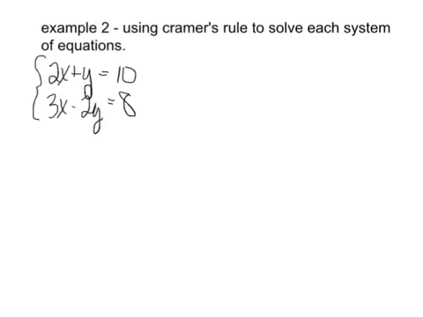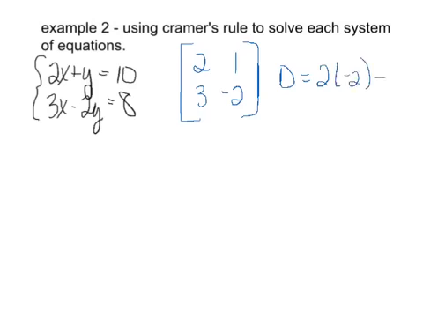Finally, an example. Use Cramer's rule to solve each system of equations. First, we're going to find D, the determinant of the coefficient matrix. I'm taking the coefficients 2, 1, 3, and negative 2, and finding the determinant. 2 times negative 2 minus 1 times 3. The determinant equals negative 7. D is not equal to 0, so the system is consistent.